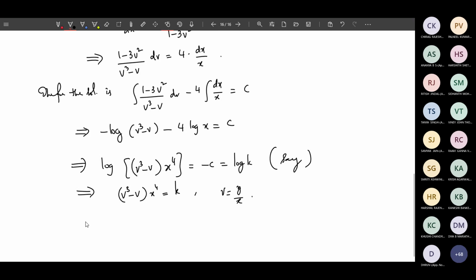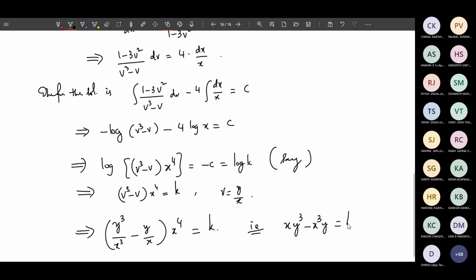So after this substitution you will get y cube by x cube minus y by x, times x power 4, equal to k. So that is xy cube minus x cube y equal to constant.